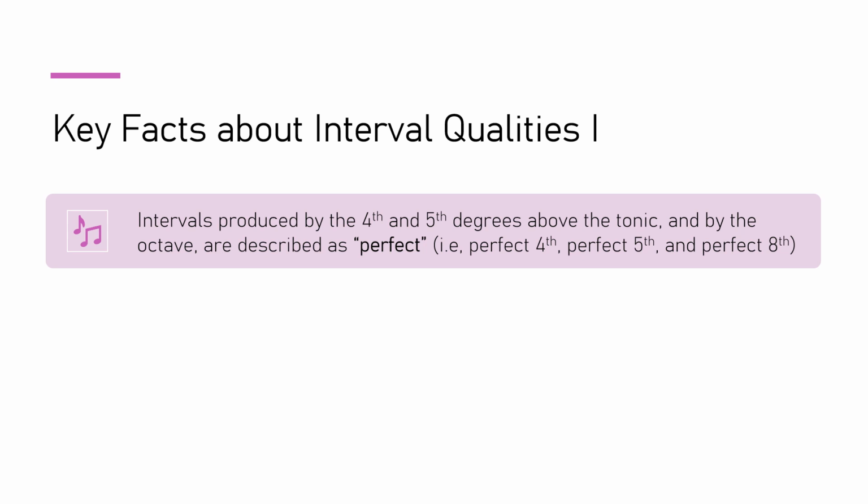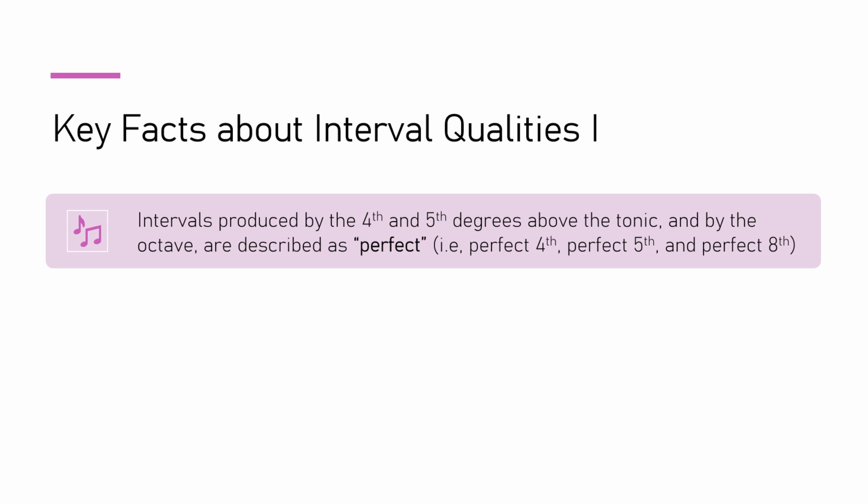I don't want to go into why they are called perfect, but if you think about the degree names, the dominant, the subdominant, and then the octave, those names kind of signify that these are perfect. They have a perfect relationship between the 2 notes, between the tonic and the 4th, the tonic and the 5th, and the tonic and its octave. So note that, when you're talking about 4th, 5th, and 8th, it's all perfect.